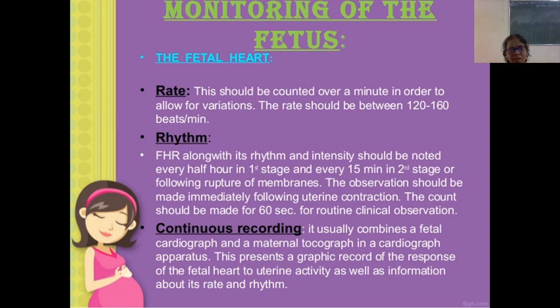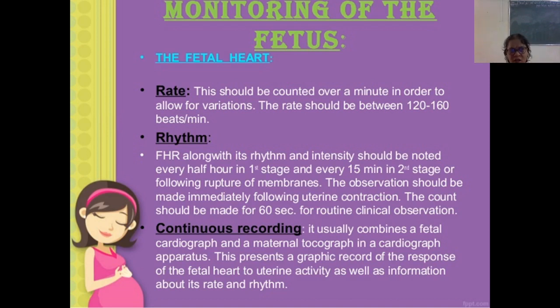Rhythm. Fetal heart rate along with its rhythm and intensity should be measured every half an hour in first stage and every 15 minutes in second stage or following rupture of membranes. The observation should be made immediately following uterine contractions. The count should be made for 60 seconds for routine clinical observation.